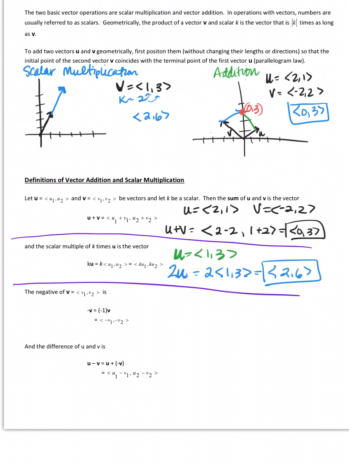What about this one? The negative of vector v, v1, v2, is just negative 1 times the vector. All right, it just changes those values. So for example's sake, let's say our vector is 4, negative 5. If I want negative v, I'm basically multiplying each term by negative 1, so it makes it negative 4, positive 5.